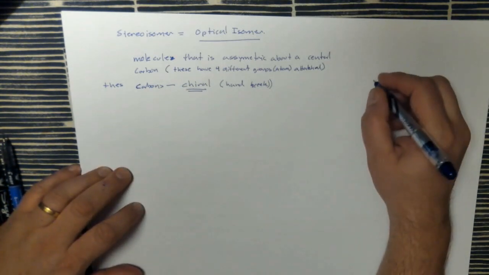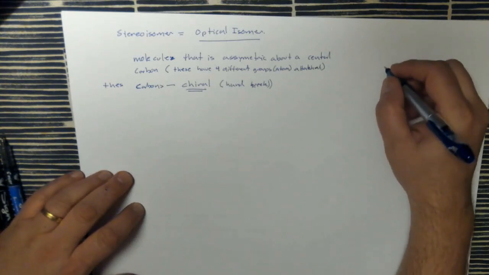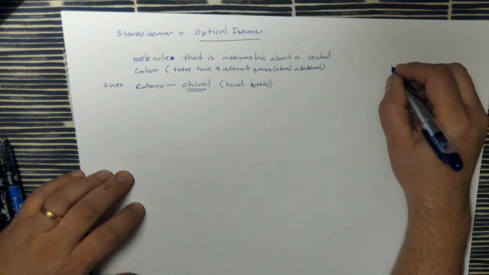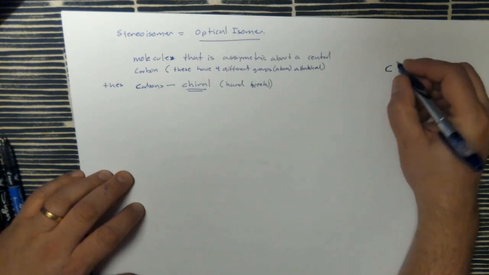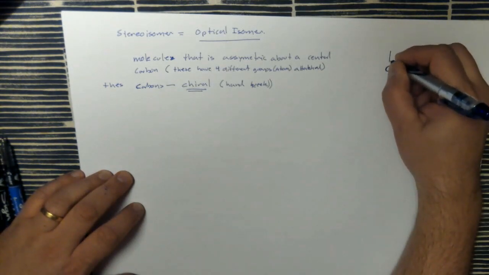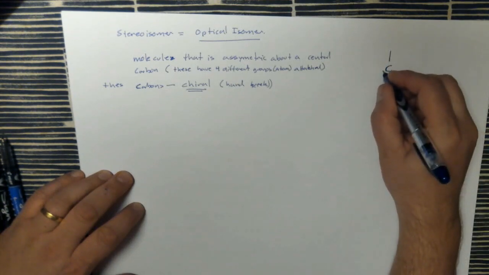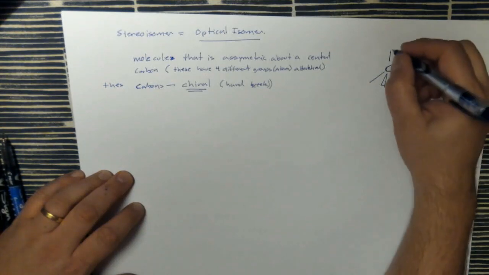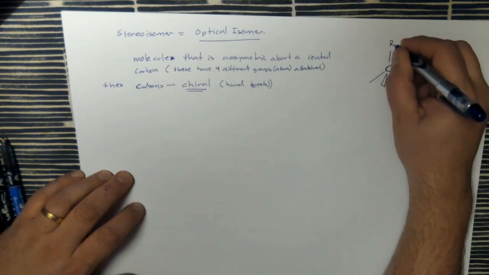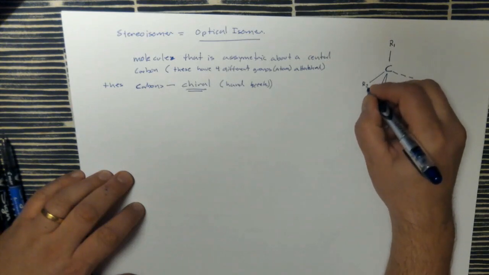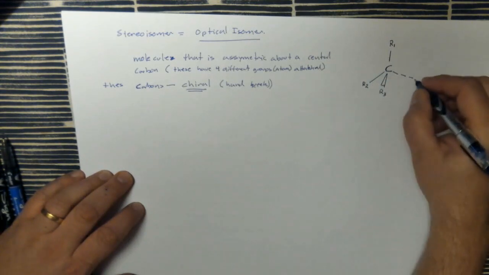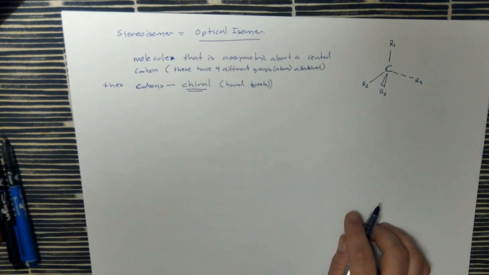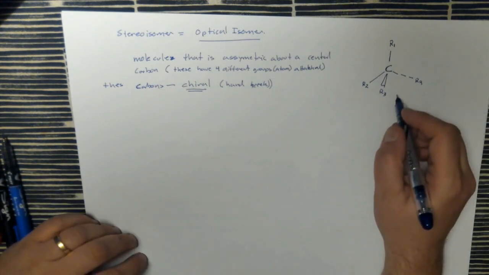So the minimum requirement for a chiral, or stereo optical isomer, is that the original molecule, or the molecule that it's based on, has at least 4 different things attached to it. So there has to be 4 distinct substituents attached to a central atom, like so.